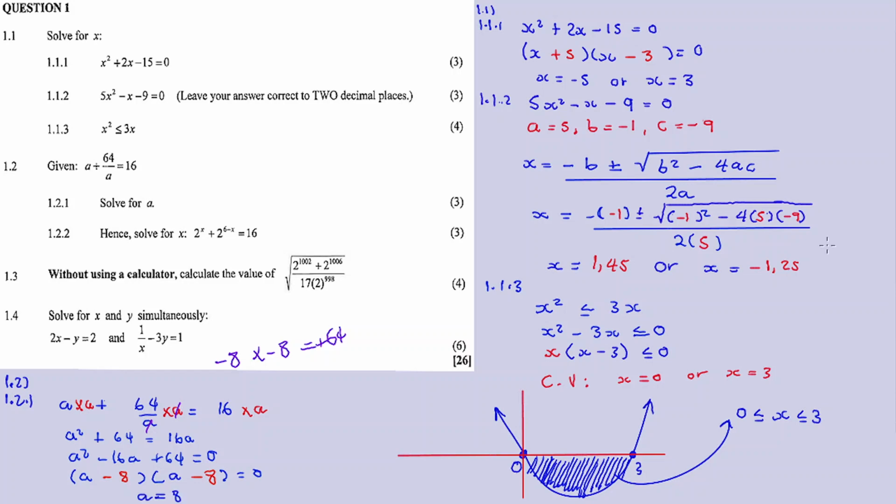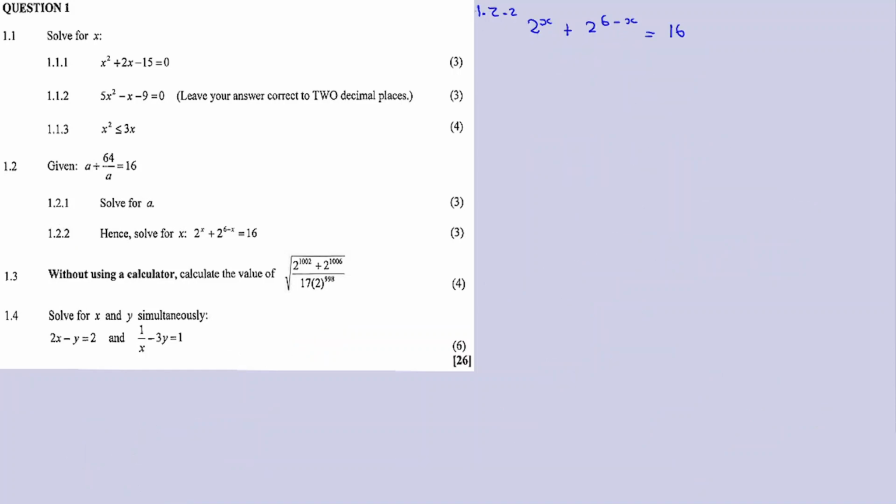A equal to 8. So now I will erase so that we can simplify 1.2.2. Alright, here it's 2 raised to x plus 2 raised to exponent minus x equal to 16. That is our 1.2.2.